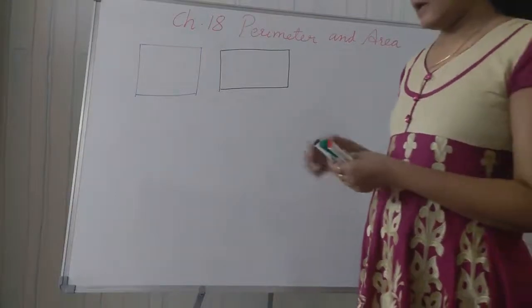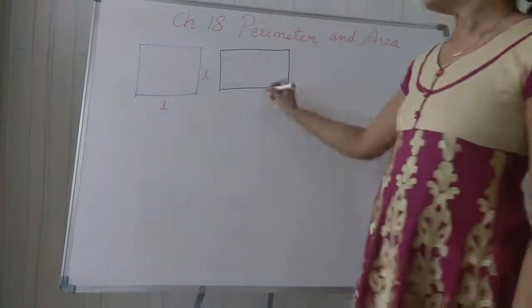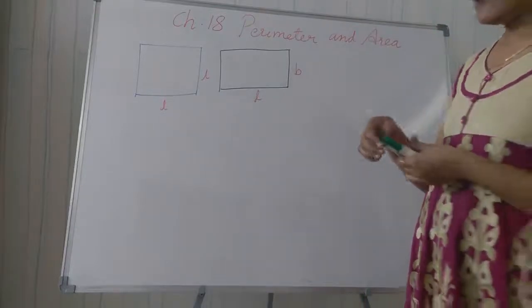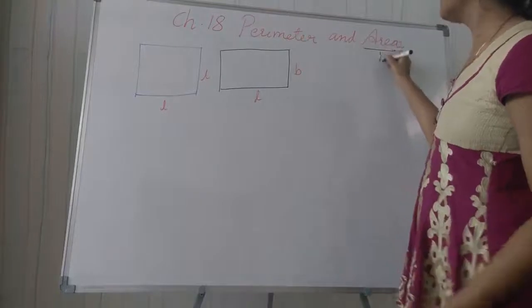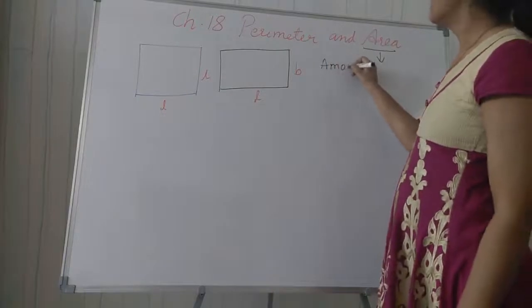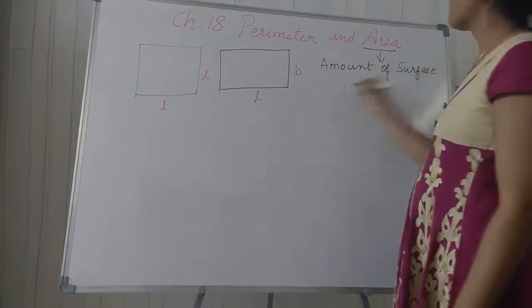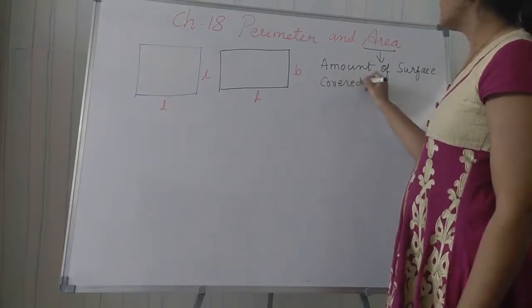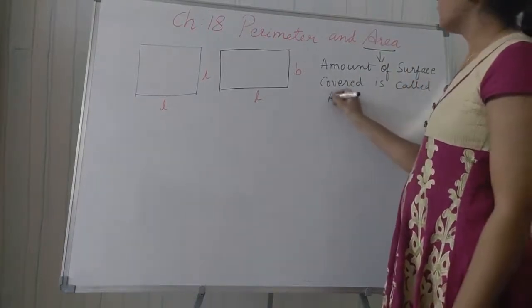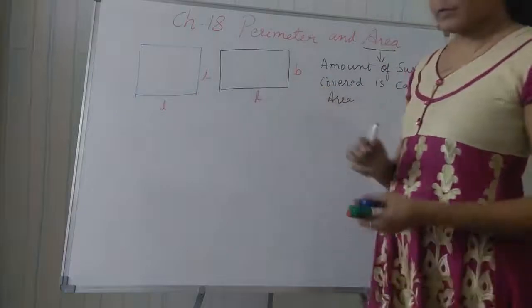Now as you know, in a square all sides are equal, and here length and breadth. So the area formula, the area definition is the amount of surface covered is called area, right? So now this is the space you can shade here. This is the space which is covered by these two figures.